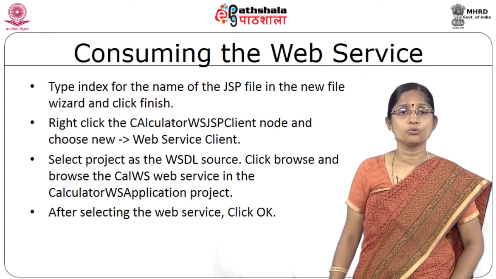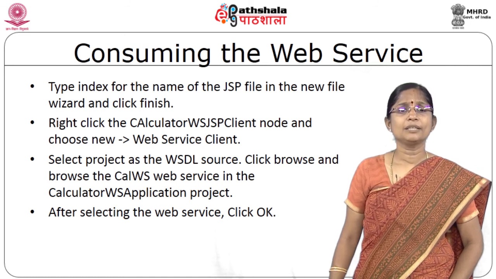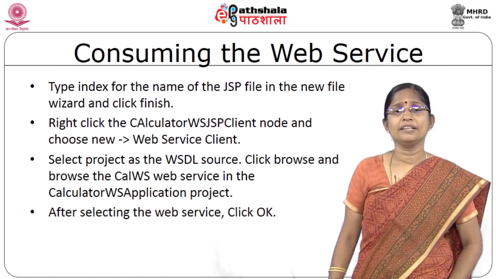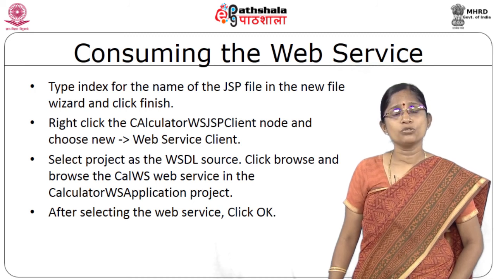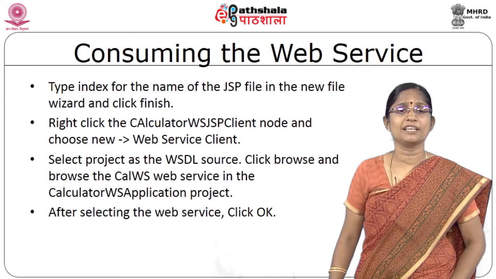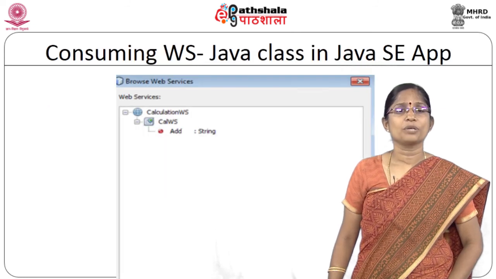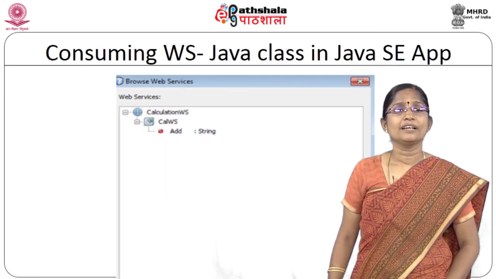Again you can see that our client application is the CalculatorWSJSPClient node. There you can choose New Web Service Client. Select Project as the WSDL source under it. Click Browse. Browse to the CalculatorWS web service in the CalculatorWSApplication project. Once we have selected the web service, we can click OK. So you can see the CalculatorWSApplication is there, and in it, the CalculatorWS web service is available.